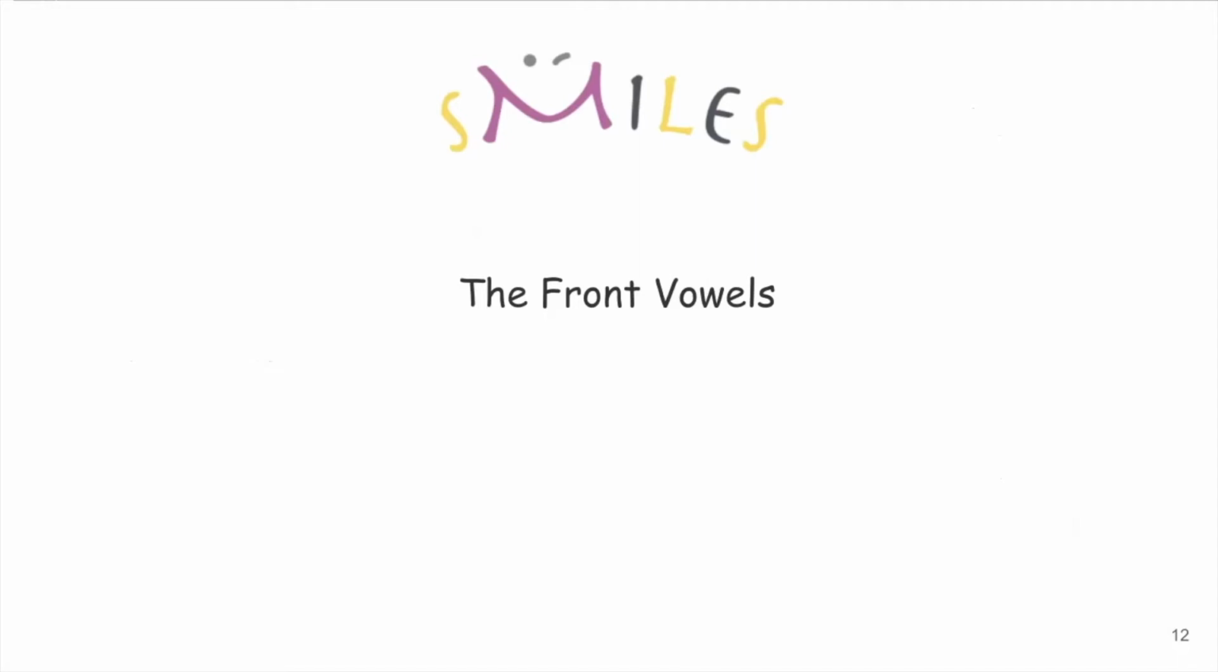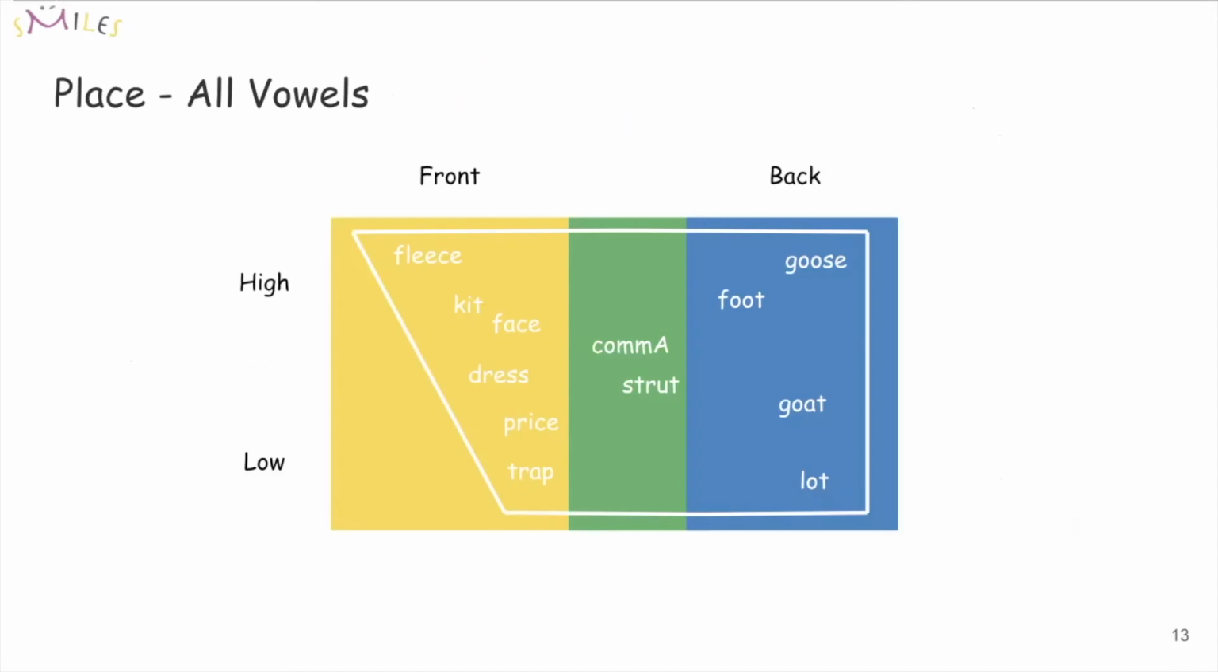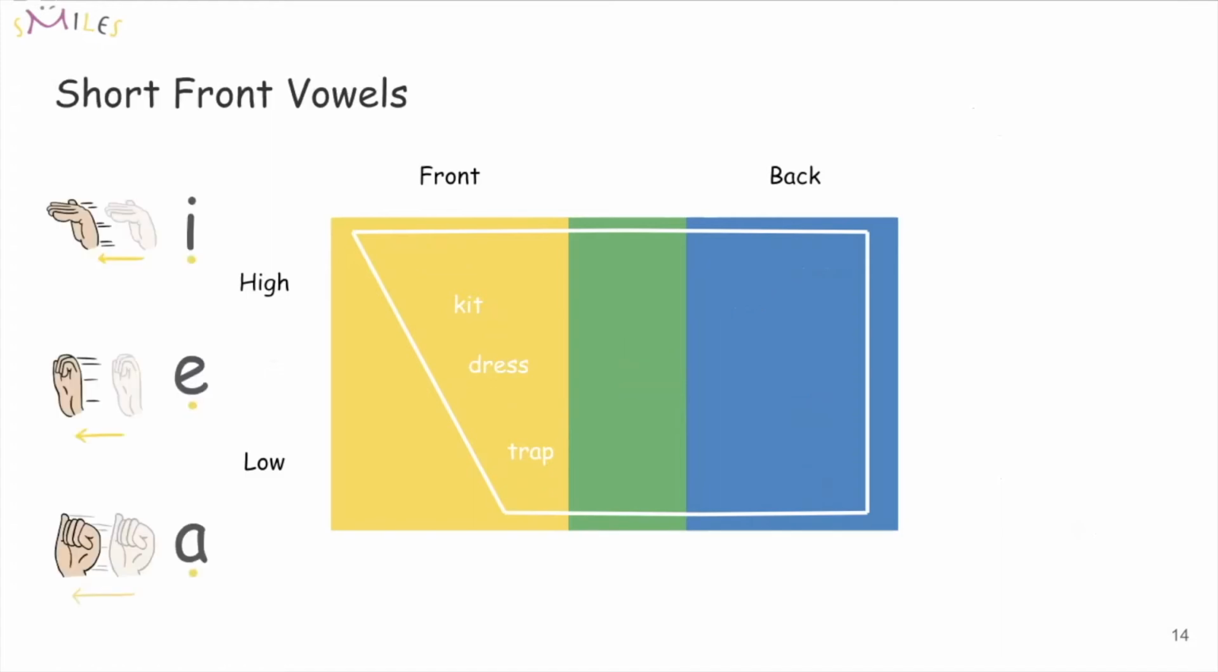Having presented the basics of place and manner of vowel articulation, the following sections will discuss each of the vowels. The front vowels. There are 6 vowels that are formed in the front of the mouth. They include both short and long, as well as simple and complex vowels. These are the 3 short front vowels.